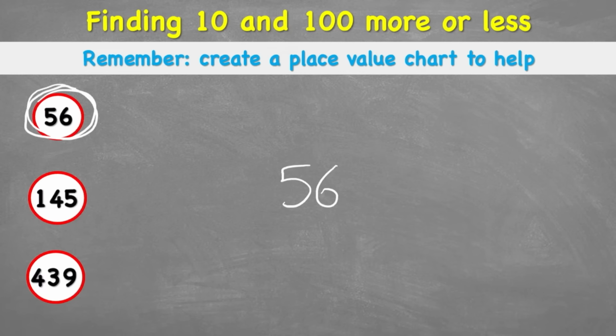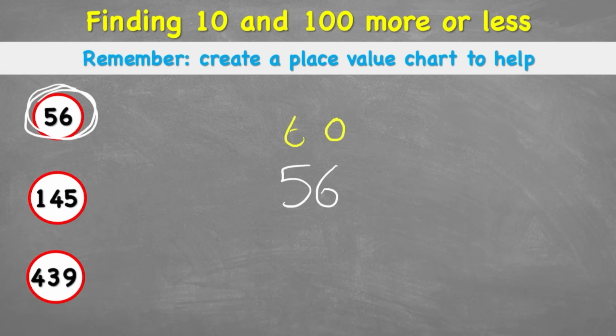So when I'm making a place value chart, I'm going to have my 1s above my 6 and my 10s above my 5. Sometimes you might have heard of this 1s being called units. That's fine as well, they mean the same thing, 1s or units. Okay, so now I can look at my number and analyse it a little bit and see that I have 6 1s and 5 10s.